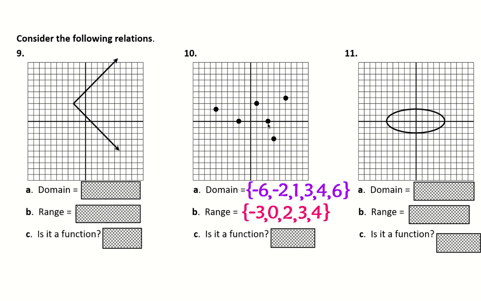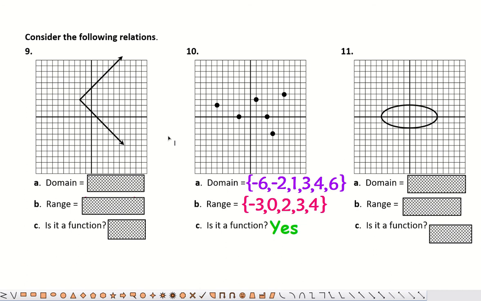Both of these dots had a y coordinate of 0. You only need to write it once. This had a y coordinate of 2, 3, and 4. And whether or not a graph represents a function, and you might want to write this down, this is where you can do the vertical line test.